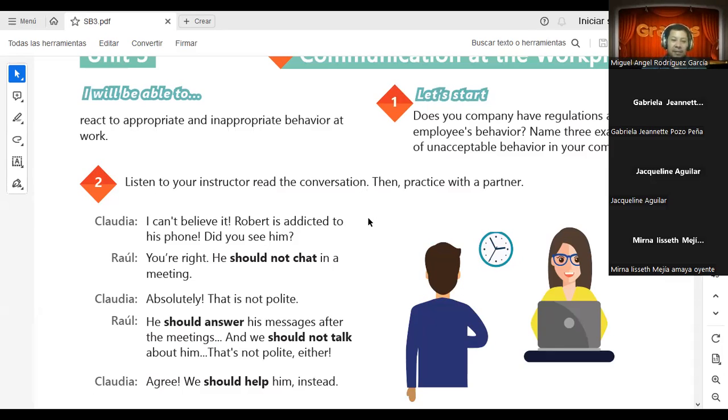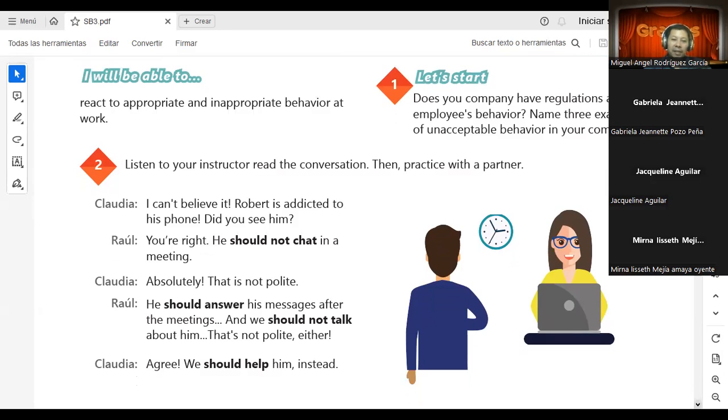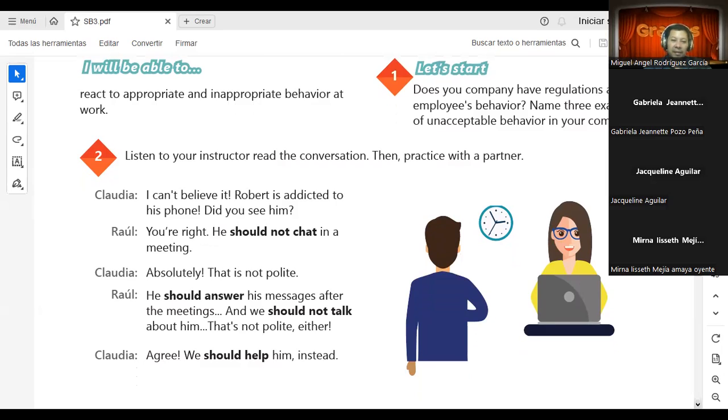I can't believe it. Robert is addicted to his phone. Did you see him? You're right. He should not chat in a meeting. Absolutely. That is not polite. He should answer his messages after the meetings.